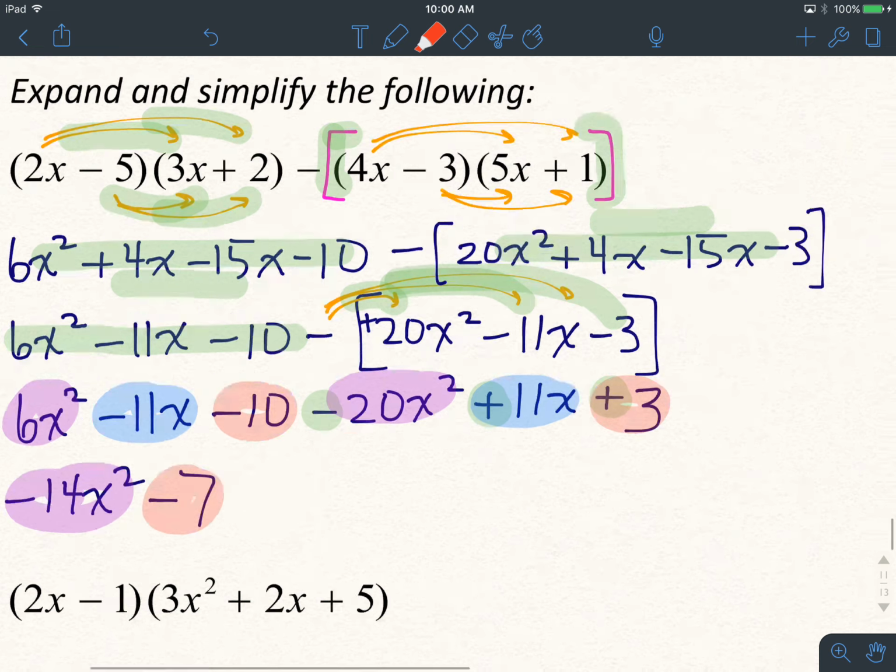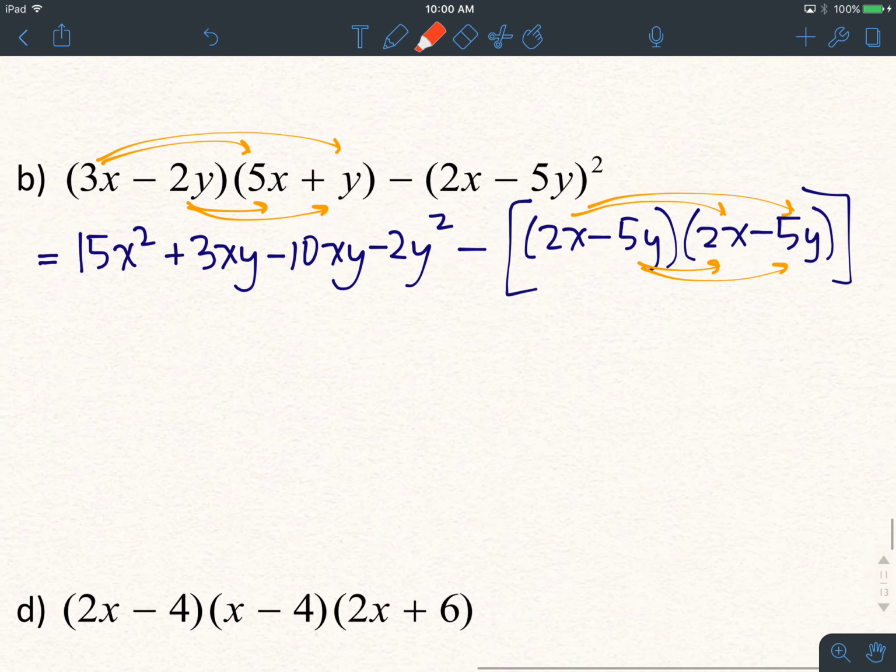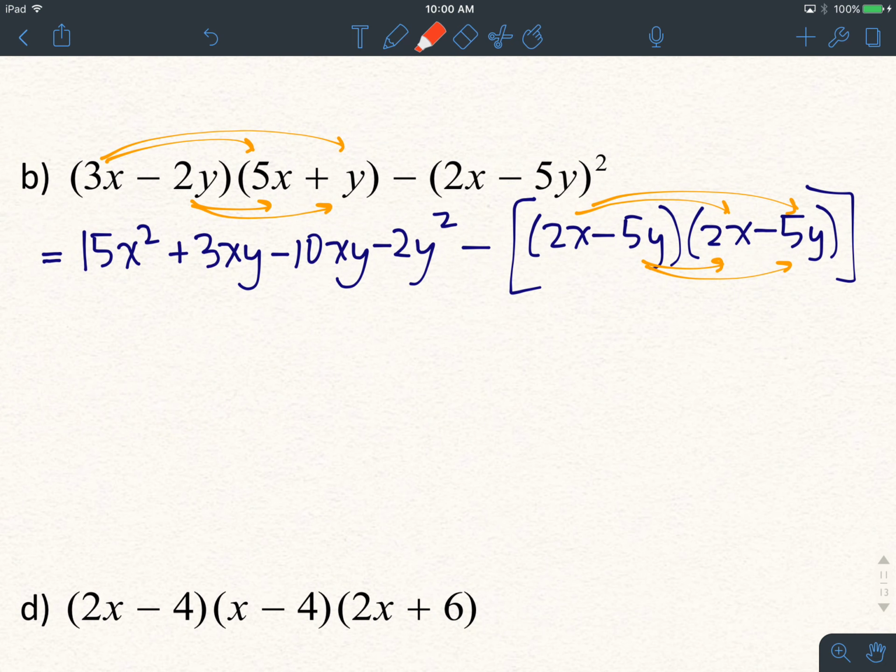Okay, let's look at the second example, which I've got started here. Similar to the first one, except that instead of there being a second binomial that's already written out long style, it's written as a binomial squared.